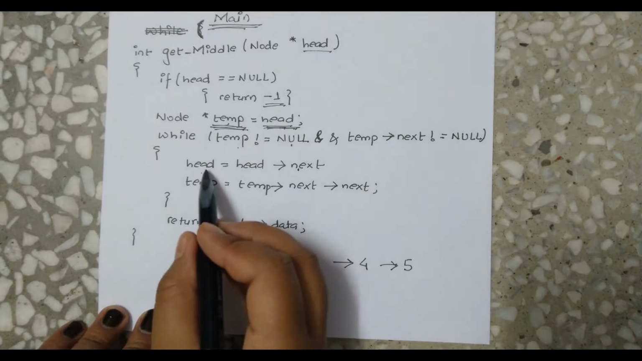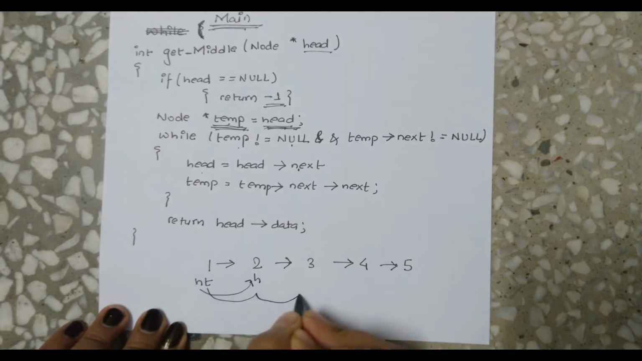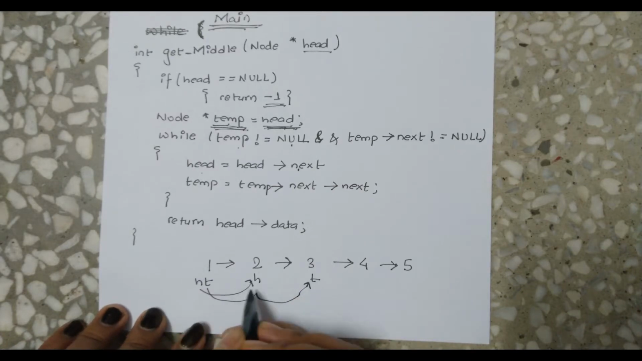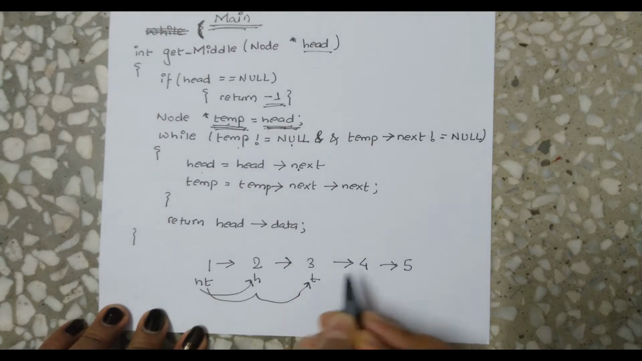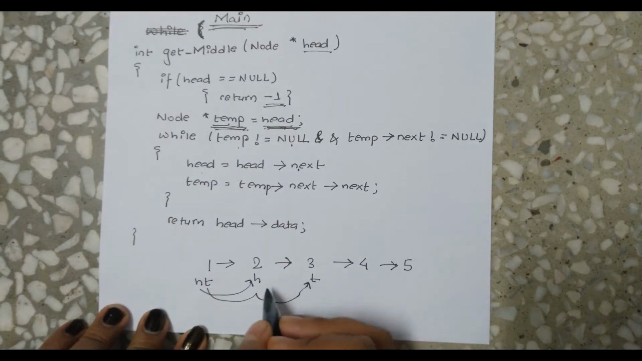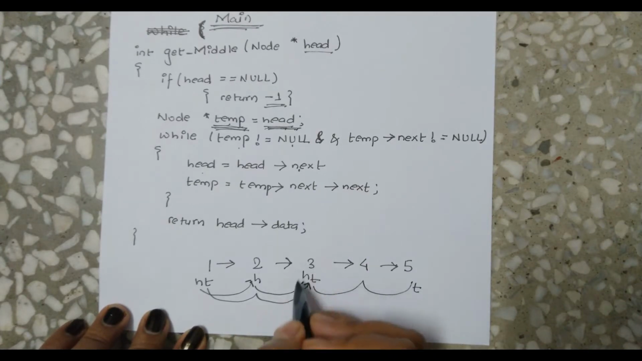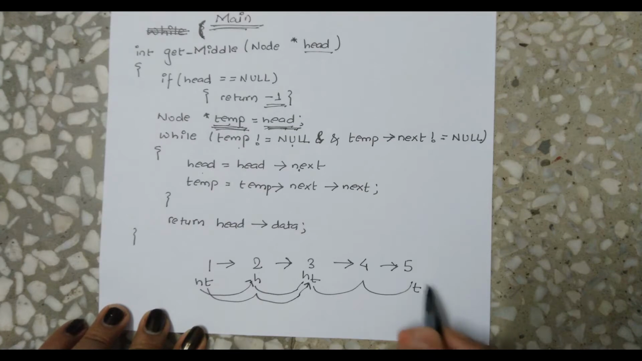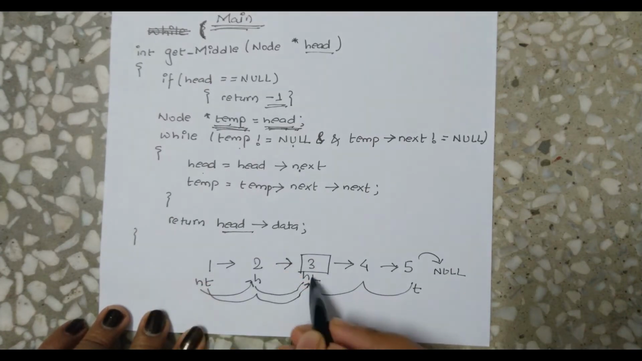Then increment head by 1. So head will be here and temp will be here. Again, in the next iteration, temp is not null and the next of temp is also not equal to null. So head will be here and temp will be here. Now in the next iteration, temp is not null, but the next of temp is null. So we return the data of head and this data will be printed.